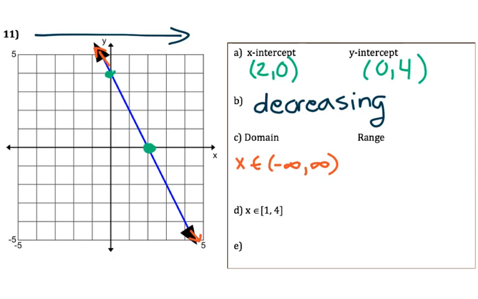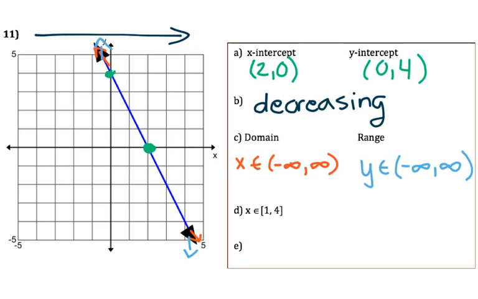Now, for the range. Remember, the range is our y values. So this is continually going up, it's continually going down, and so our range, or the y values, will be the interval negative infinity to positive infinity. And most linear functions or equations will have this domain and range.